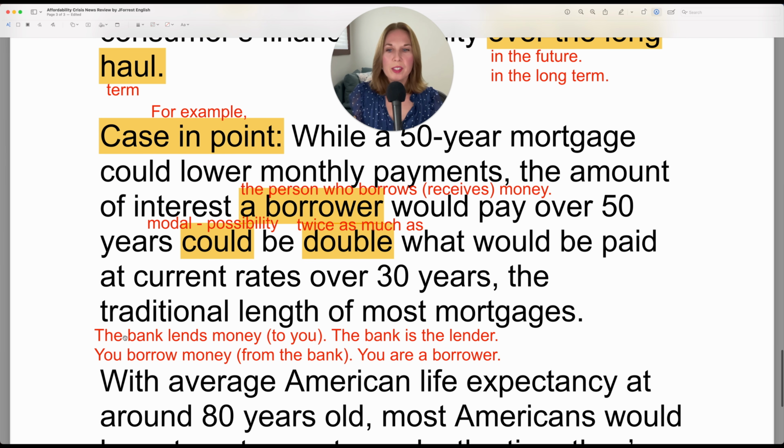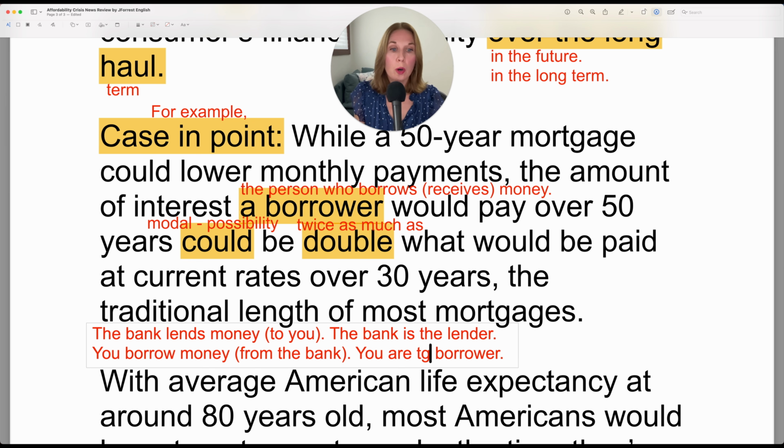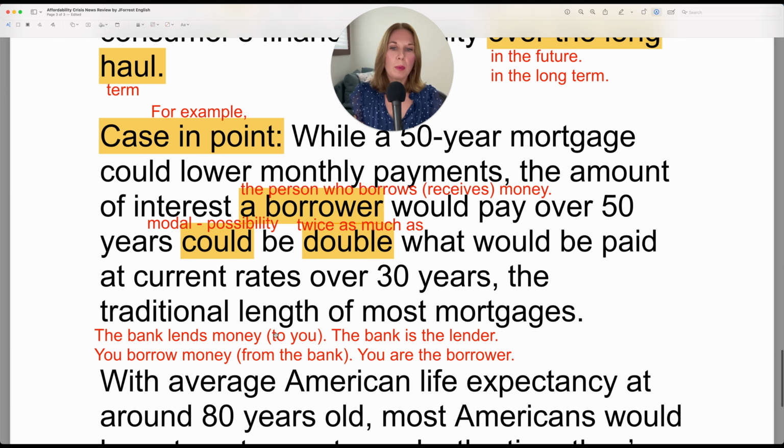Let's just review this so it's clear. The bank lends money to you. So the bank is the lender. You borrow money from the bank. You are a borrower. Or you could say the borrower because it's specific in this case. So the part in parentheses is optional. You don't need to include it. But if you want to be clear who's receiving or where the money is from, you can use to and from. But notice the prepositions are different.